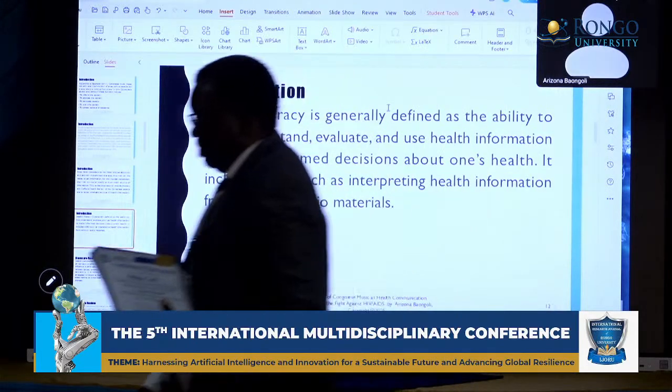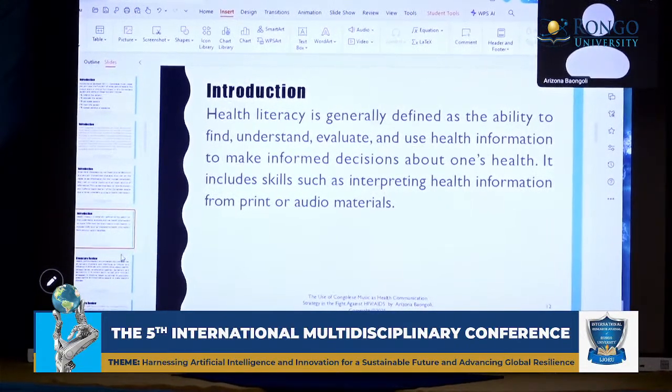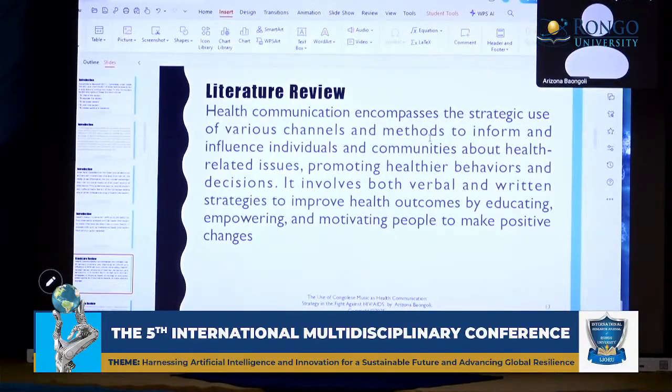In addition to the fact that music can inform people, music in Congolese society can also build health literacy, which is defined as the ability to find, understand, and evaluate information. Music basically will empower people with information related to health, and we are focusing mostly on HIV/AIDS.